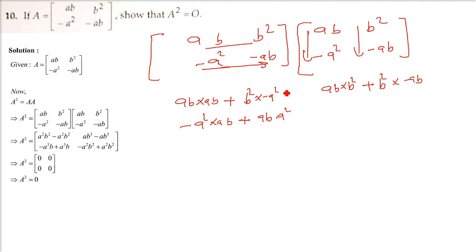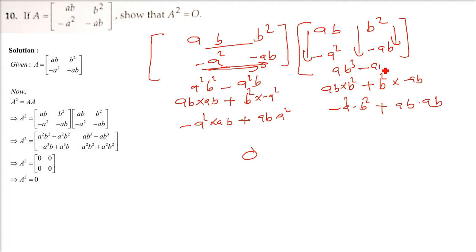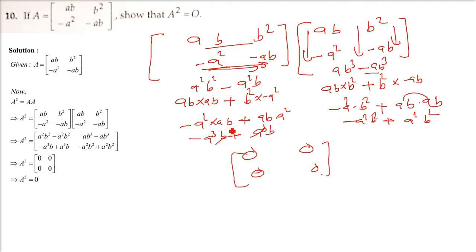The minus minus is plus. Now this row and this column: minus A square B square plus this is AB. So this is A square B square. This is minus A square B square. This is AB cube minus AB cube. This is minus A cube B plus B A cube. This is also 0. Minus A square B square minus A square B square. So this also goes 0. So you get a 0 here.